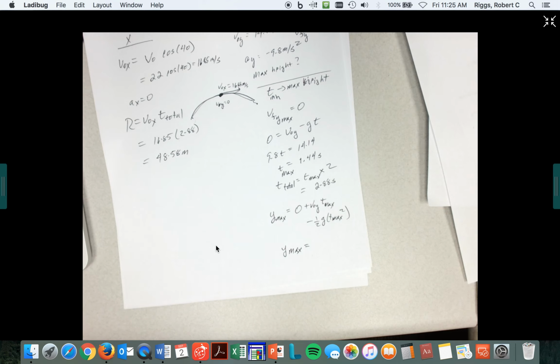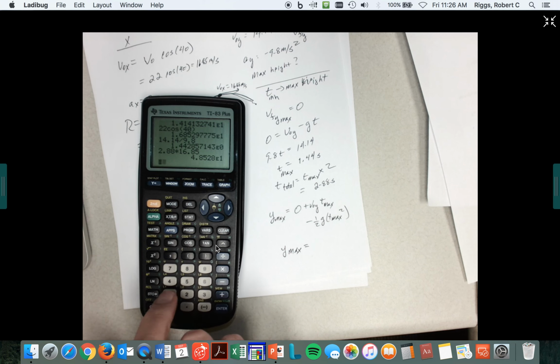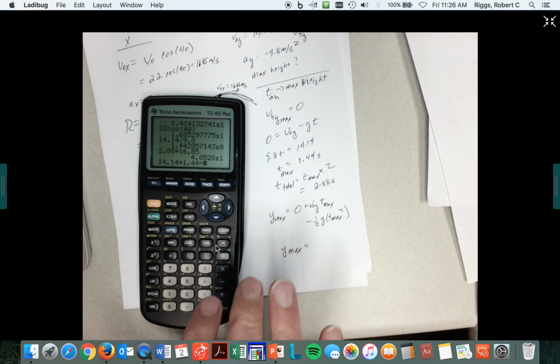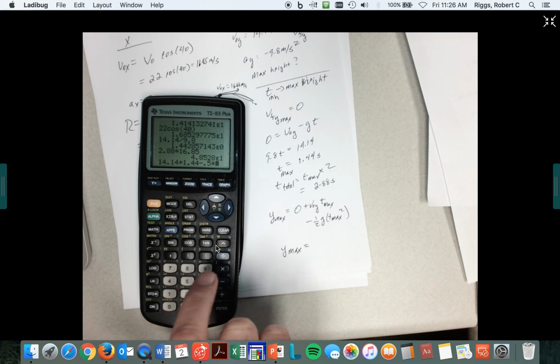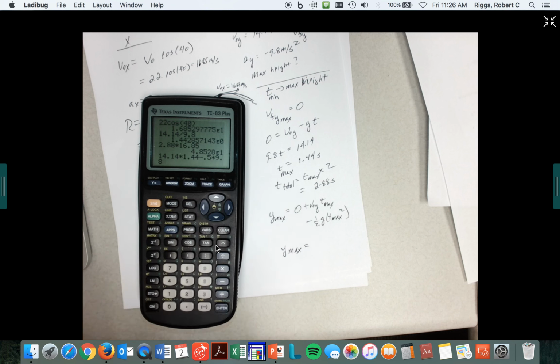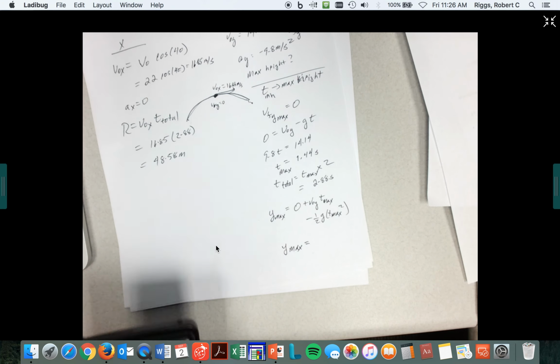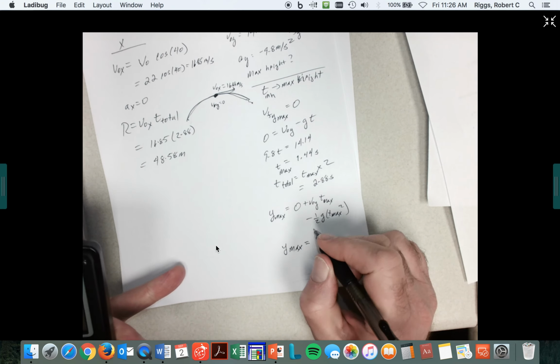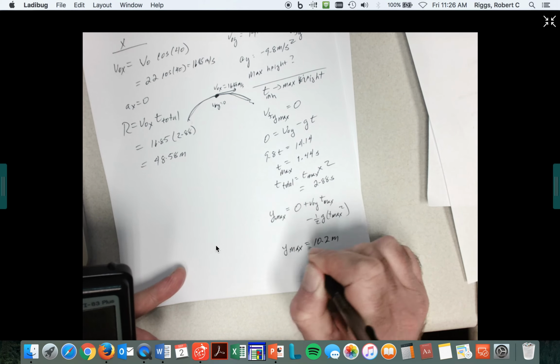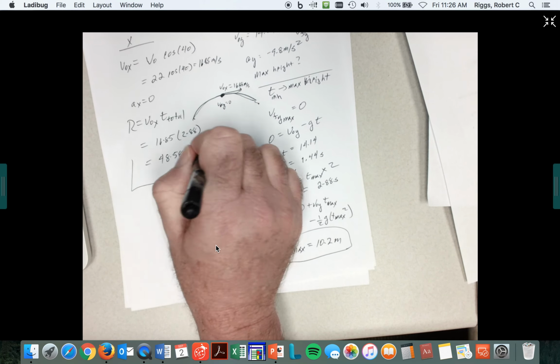So y max is equal to 14.14 times 1.44 minus 0.5 times 9.8. There's my 1/2 g times 1.44 squared. 10.2 meters. There we go. We found all kinds of stuff on that one.